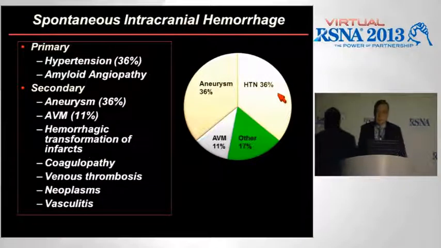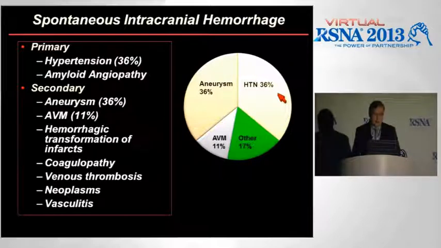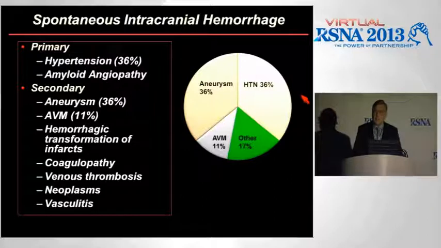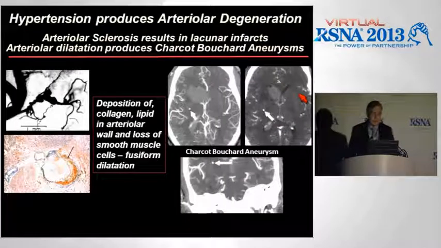Spontaneous intracranial hemorrhage is divided into primary intracranial hemorrhage, which is typically due to hypertension and amyloid angiopathy, and secondary intracranial hemorrhage due to aneurysms, AVMs, hemorrhagic transformation of infarcts, coagulopathy, venous thrombosis, neoplasms, and vasculitis. As you can see, hypertension and aneurysms make up the majority of spontaneous intracranial hemorrhage.